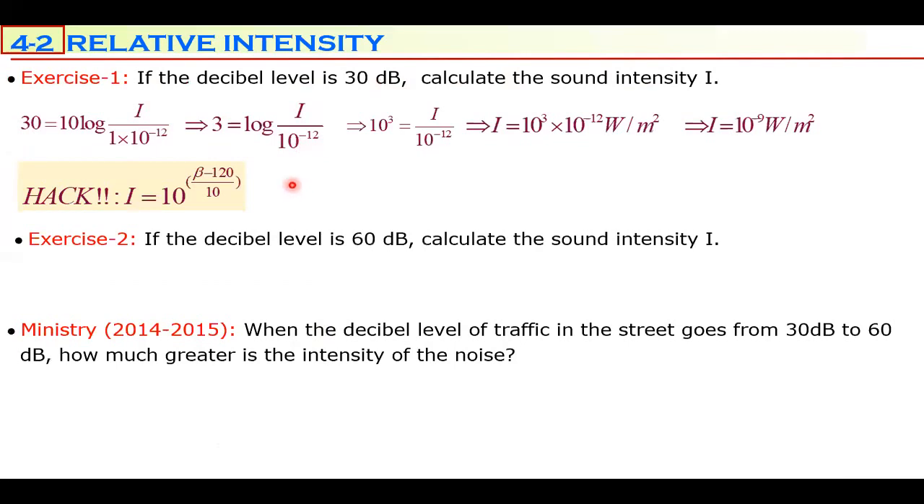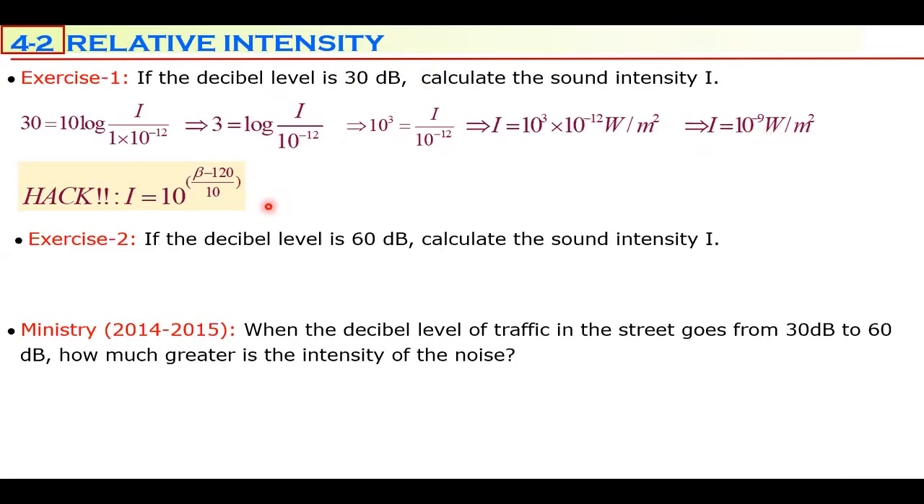After that, use the logarithmic rule. Because this logarithm has a base of 10, 10 to the power of 3 is equal to the ratio inside the logarithmic function, I over I0. Always you do this in logarithm. Cross product: 10 to the power of 3 times 10 to the power negative 12, which is equal to 10 to the power of negative 9 watt per meter square. So a sound whose decibel level is 30 decibel has a wave intensity of 10 to the power of negative 9 watt per meter squared.